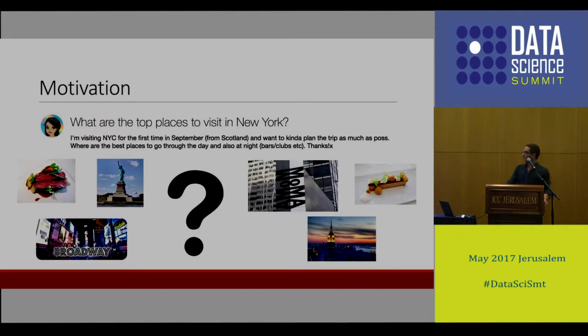Okay, let's start with an example. What are the top places to visit in New York? This situation is probably familiar to you. I know that when I'm visiting a new city for the first time, I'm searching for a similar question and finding myself navigating to a similar community question answering site. Now, what do we want to see at top rankings for such a question?